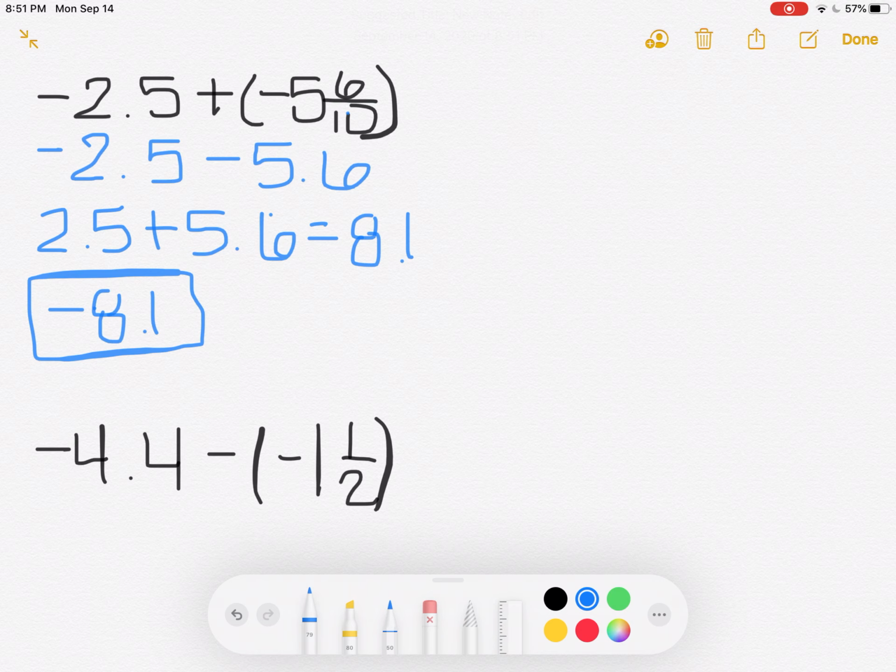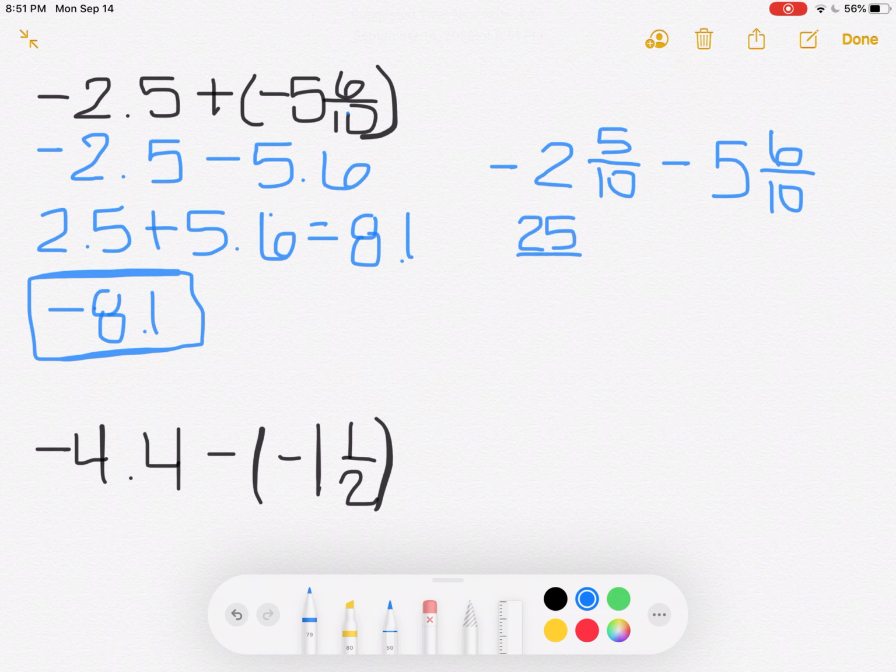If we convert this to fractions, we can rewrite negative 2.5 as negative 2 and 5/10. I'm going to write this in tenths because our second fraction there is already in tenths. And then we're going to say minus 5 and 6/10. Now, in order to subtract fractions, I have to convert this to improper fractions. So here I'm going to get negative 25 tenths minus negative 56 tenths.